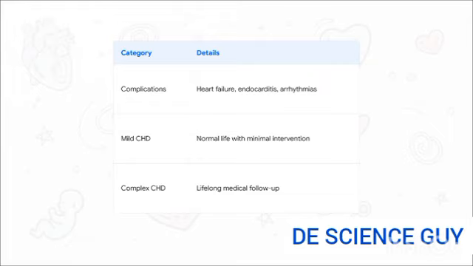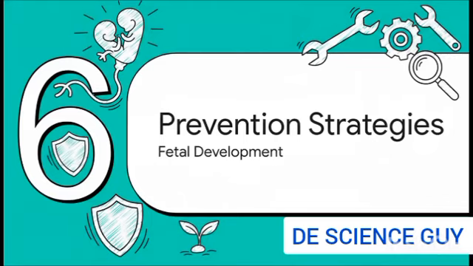For mild defects, a patient might live a completely normal life with minimal to no intervention. For complex defects, obviously the journey is harder. It might require multiple surgeries throughout childhood and lifelong medical follow-up. But thanks to massive advances in pediatric cardiology and cardiac surgery, survival rates have improved phenomenally, rewriting the prognosis for thousands of children.